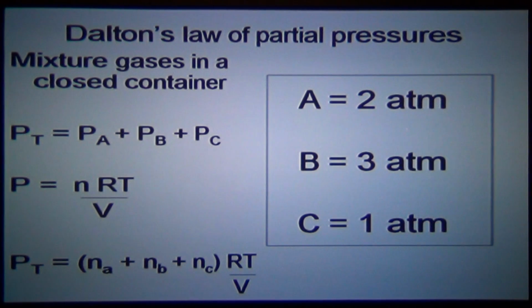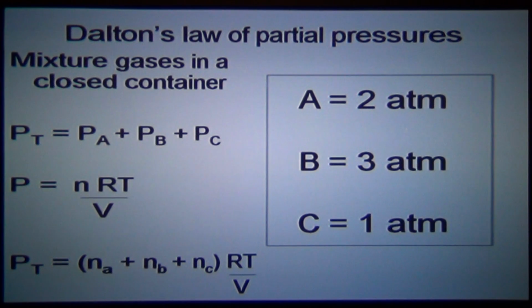Dalton's law, on the basic level, can be simply written that the pressure total is going to be equal to the sum of the pressures of the individual gases. And here we're talking about gas A, gas B, and gas C. And if the individual partial pressure of each gas is provided, Dalton's law says the total pressure in that container is simply the sum of the individual partial pressures.